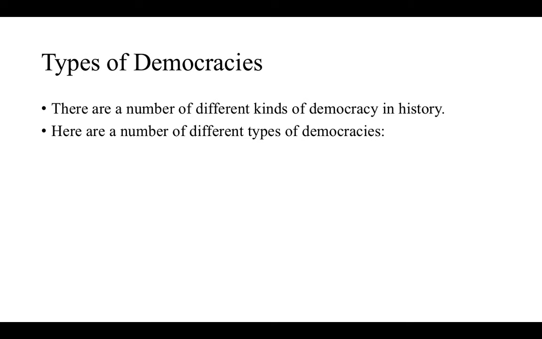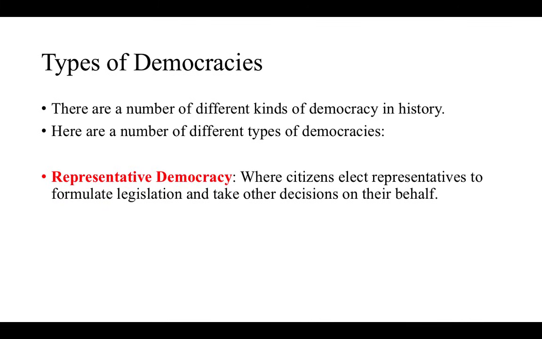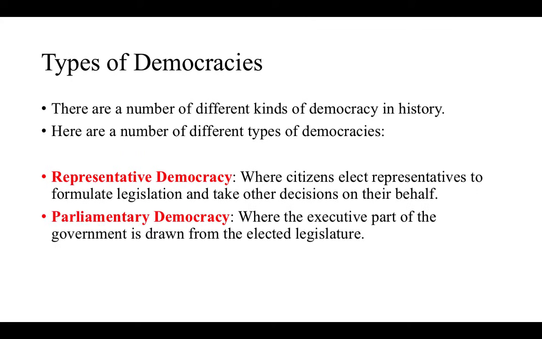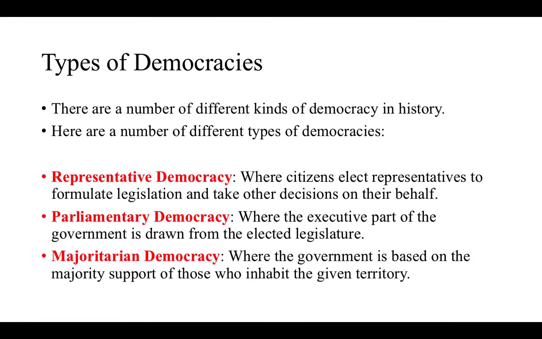So you've got a representative democracy, whereby citizens have a say in the people who they choose to represent them to make laws on their behalf. Okay, you have what's known as a parliamentary democracy, which is where the executive is part of the government and is drawn from an elected legislature. These are all keywords and terms that you will learn about later on, further down the line. There's also majoritarian democracies, where the government is based on the majority support of those who inhabit a given territory.